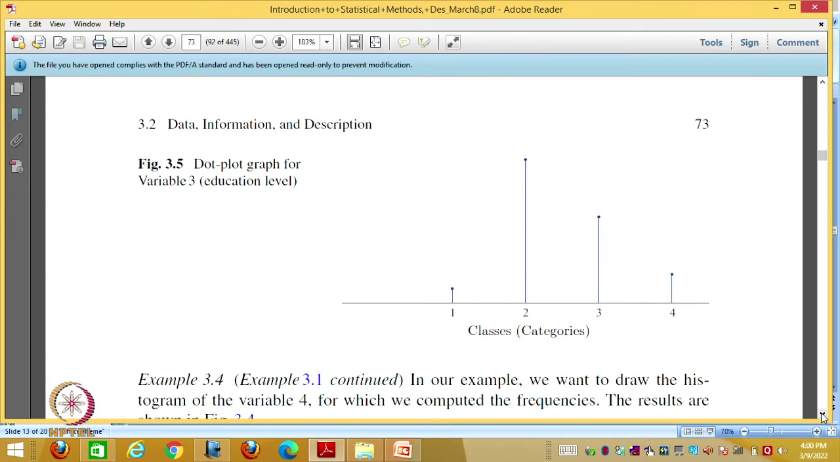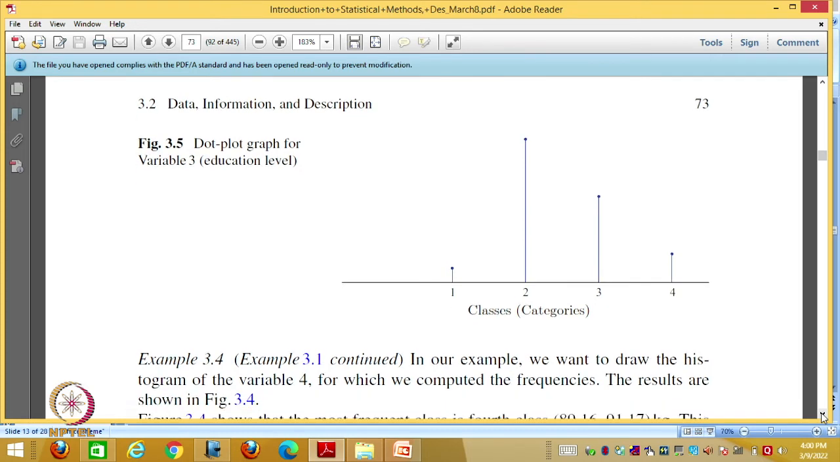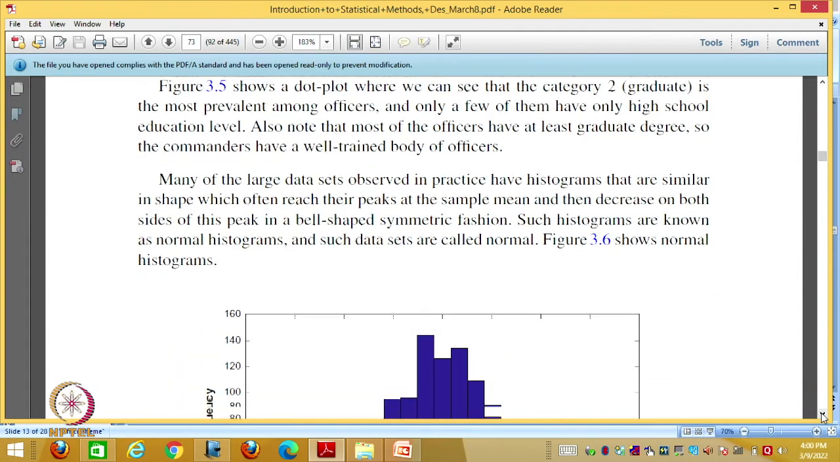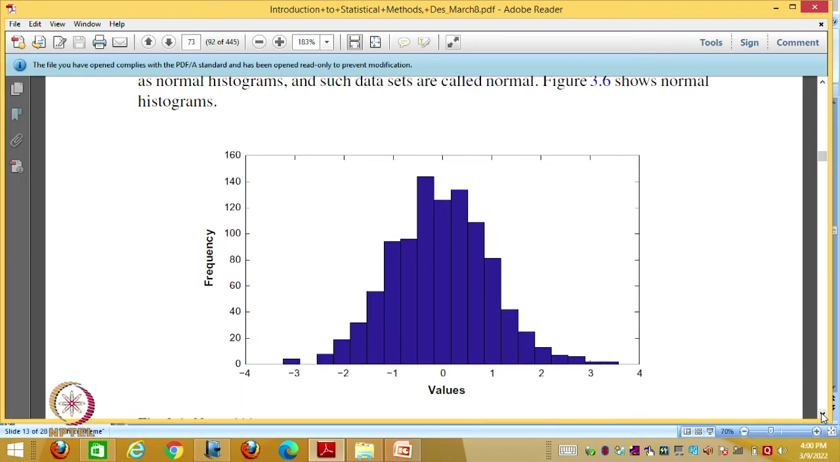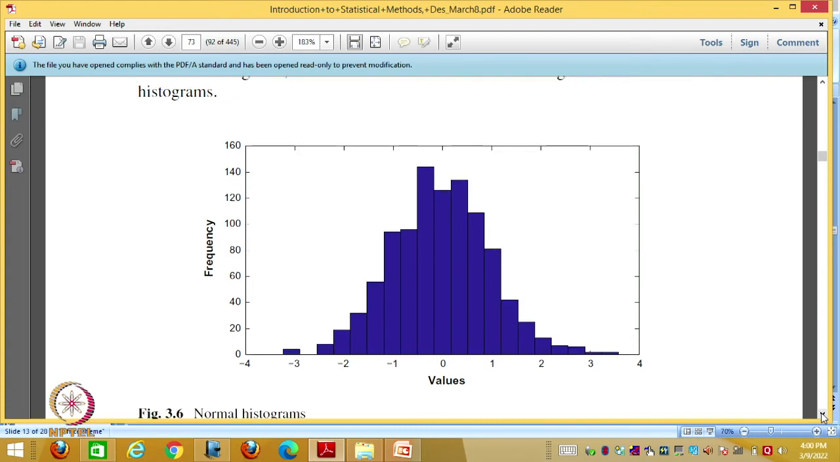And the dot plot graph means you just make a dot for how many are in the different classes, and put the point. And similarly, you can make a frequency graph. So, all are graphical representations of the data.